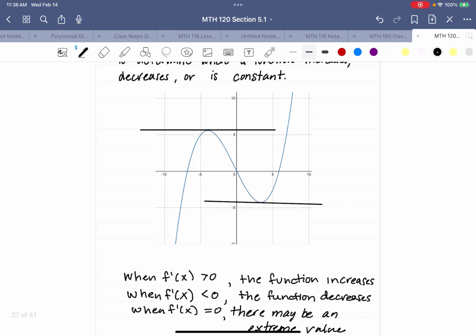But right now we're concerned about positive slopes on tangent lines mean the function is increasing, and negative slopes of tangent lines mean the function is decreasing. And the reason we need this conceptually is we don't always have the graph. So we can use this when we have an equation versus a graph.